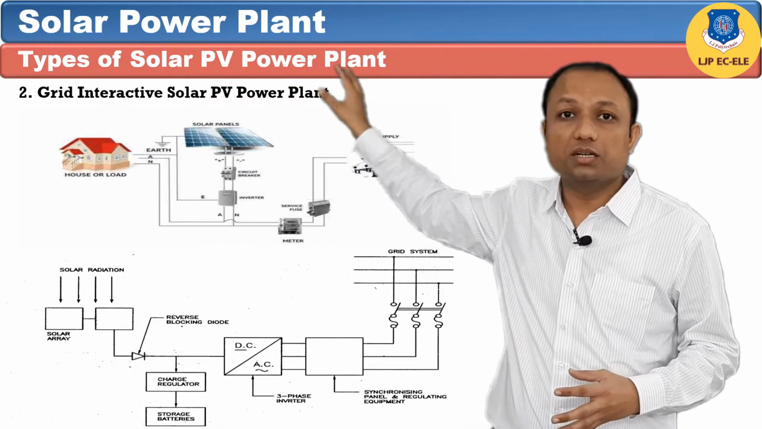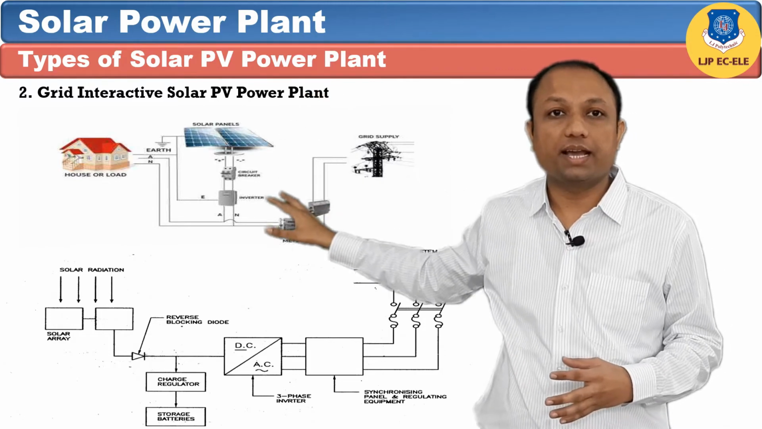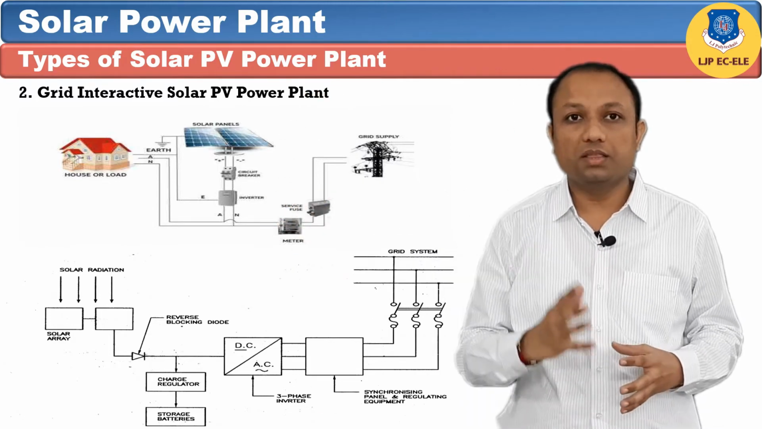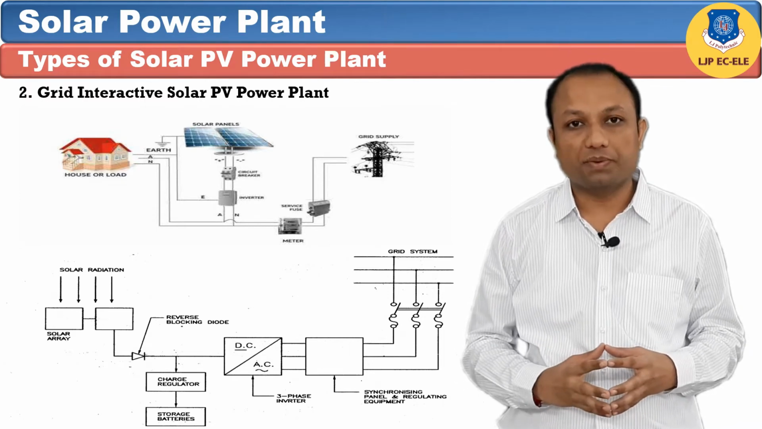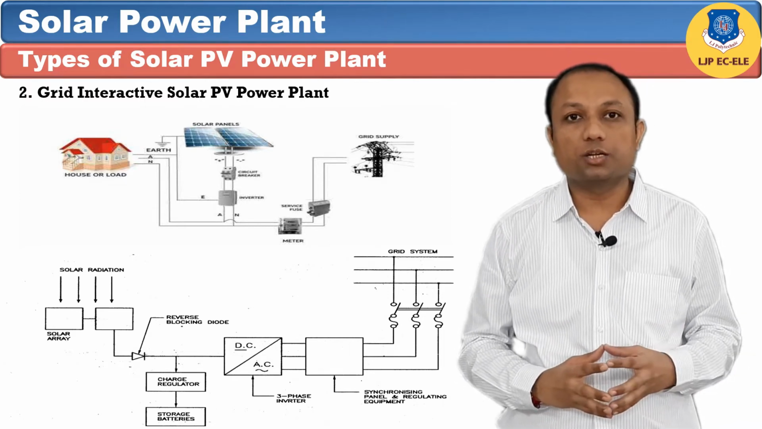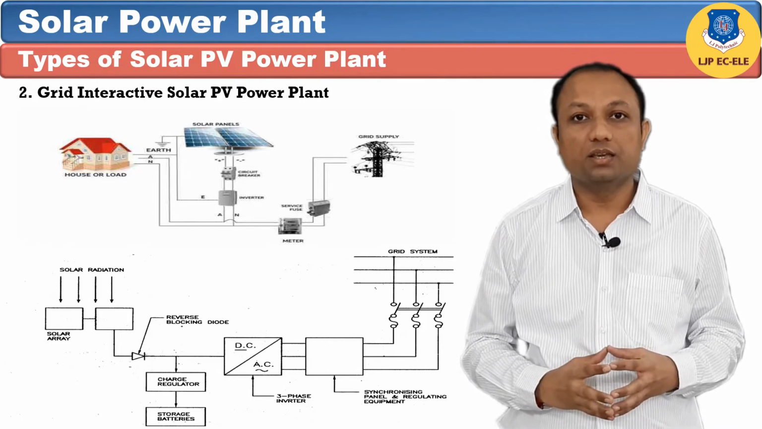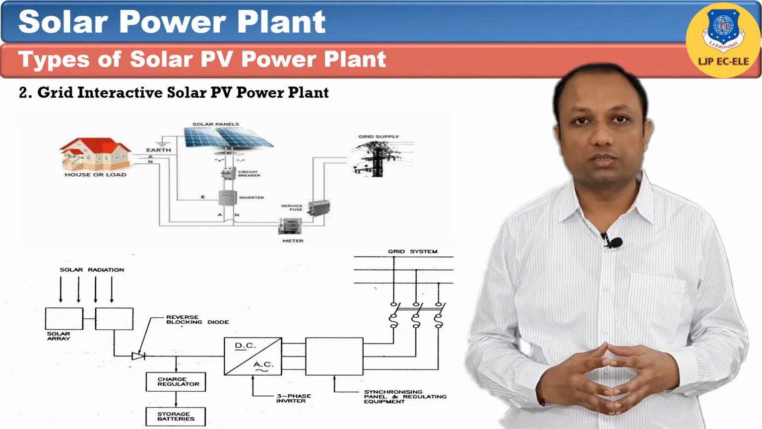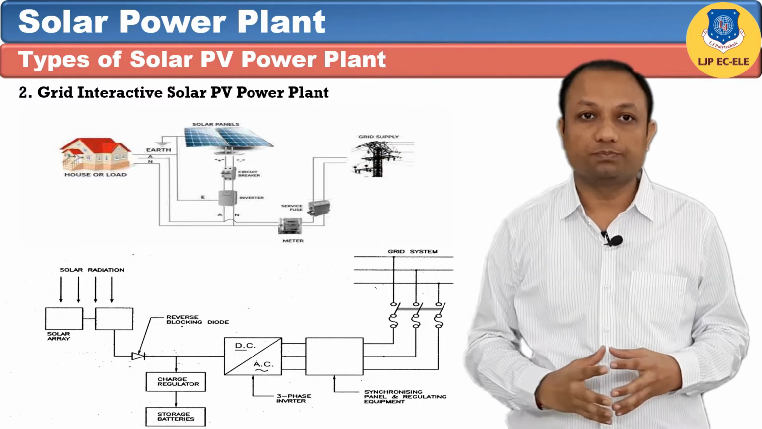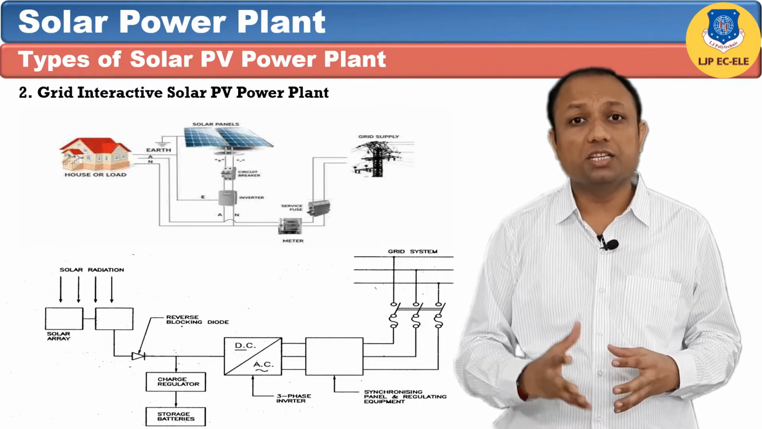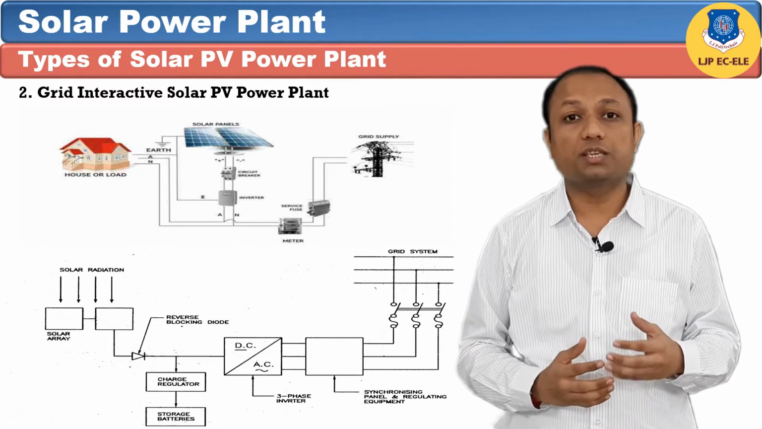Here you can see the schematic arrangement and line diagram of such type of power plant. In this type of power plant, DC power is produced by the solar PV system and it is converted to three-phase AC with the help of static inverters. The AC power is fed into the grid system. There are some difficulties in this type of power plant to synchronize with the grid.